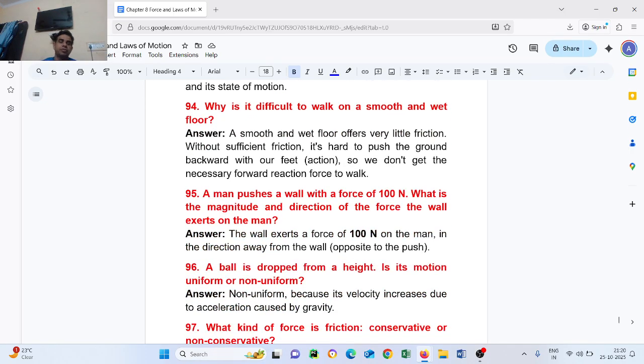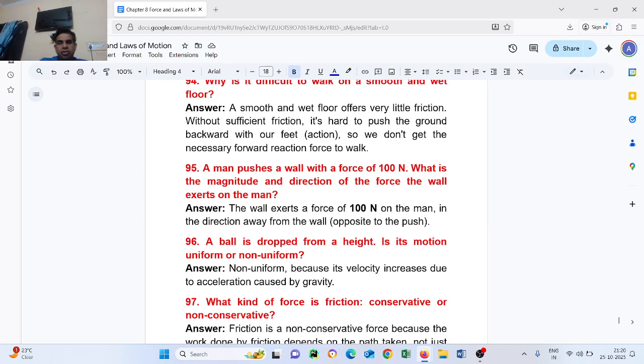Question number 95. A man pushes a wall with a force of 100 Newton. What is the magnitude and direction of the force the wall exerts on the man? The wall exerts a force of 100 Newton on the man in the direction away from the wall, opposite to the push.